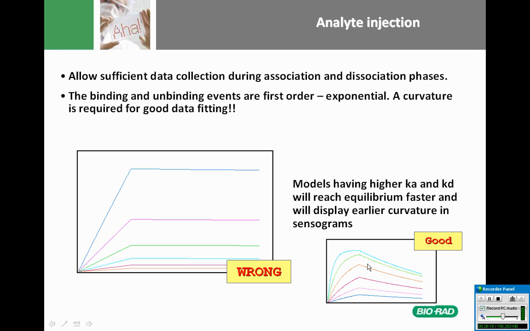So just to conclude, you need to characterize and identify the best analyte concentrations that are around the affinity constant, and to perform long enough injections that will generate a curvature in these sensorgrams in order to get reliable kinetic constants.